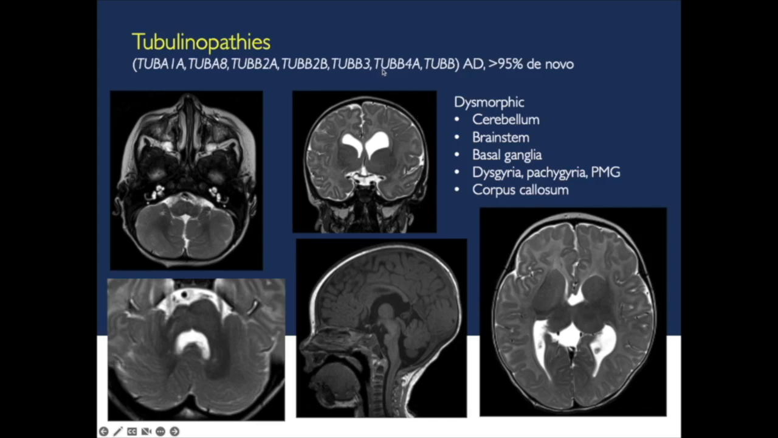And then, as you remember from Christina's talk, TUBB4A actually doesn't cause this phenotype at all. It causes an HABC phenotype, so hypomyelination with atrophy of the basal ganglia and cerebellum. These are autosomal dominant and mostly de novo mutations.